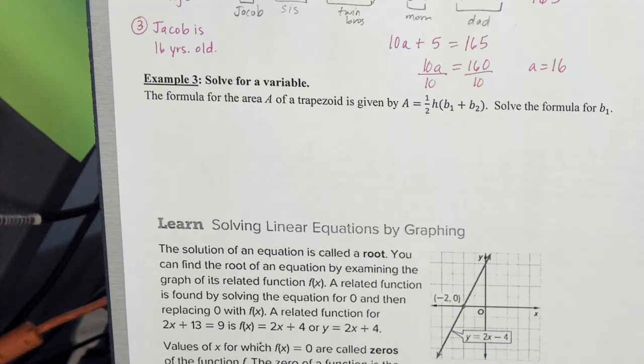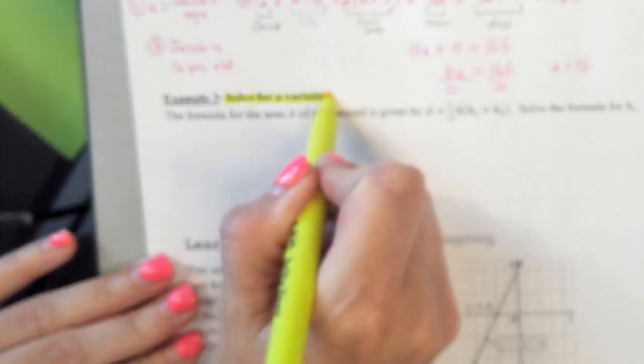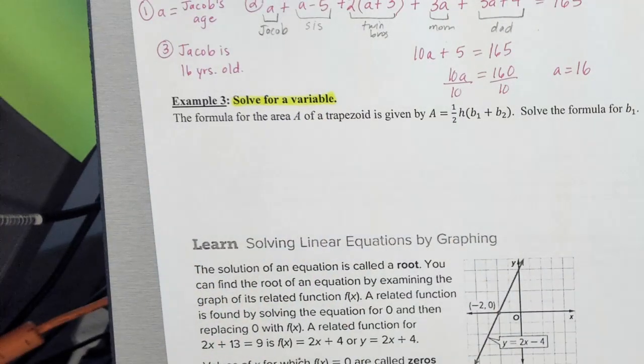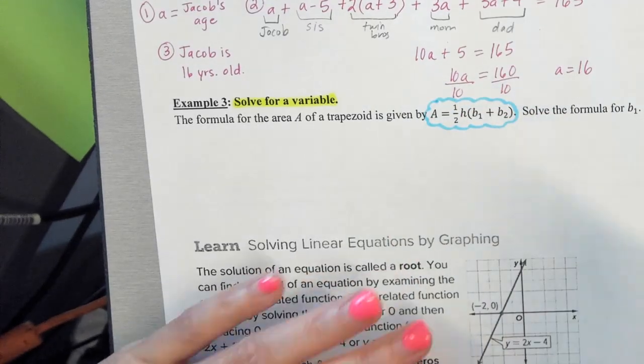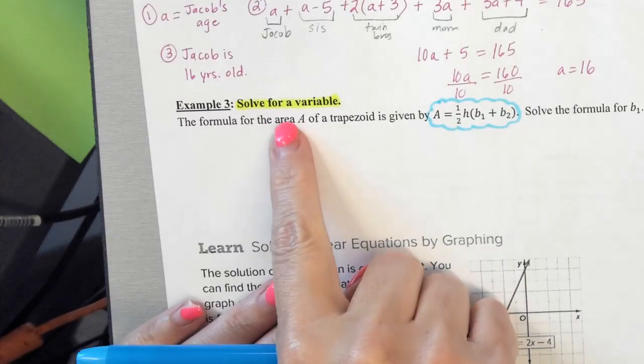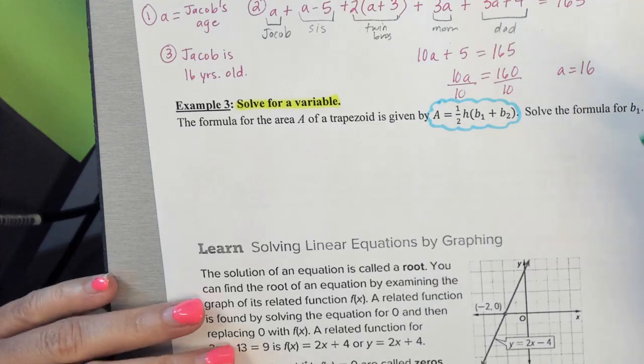And then for example 3, we're solving for a variable. A question like this is almost always on an SAT or a PSAT. You may remember doing something like this in geometry, and this is a geometry formula. The formula for the area of a trapezoid is given by A equals 1/2 H times B1 plus B2. Remember that B1 and B2 stand for the two bases of a trapezoid. H is the height, and A is the area. And then you have to solve the formula for B sub 1.